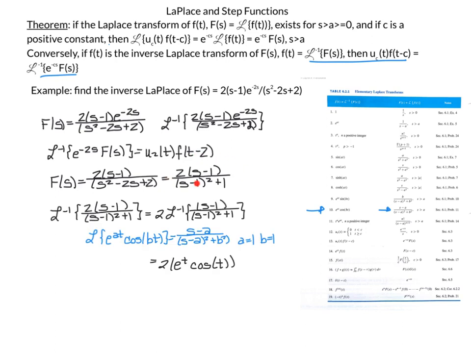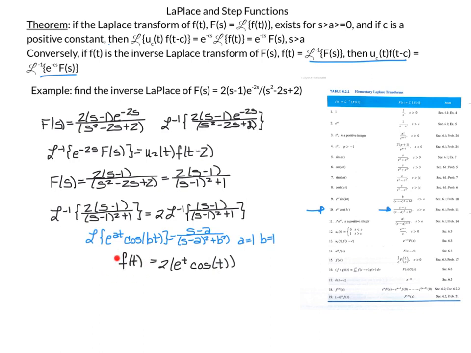To get the inverse Laplace transform of 2 times s minus 1 over s minus 1 squared plus 1, first I'm going to pull out the 2, because it's linear, so I can do that. And I'll look at the inverse transform of s minus 1 over s minus 1 squared plus 1, and that is right here. It's the Laplace transform of e to the at cosine of bt is equal to s minus a over s minus a squared plus b squared. So that is the same Laplace transform we have, where a is equal to 1 and b is equal to 1. So the inverse Laplace transform is equal to 2 times e to the at, a is equal to 1, cosine of bt, where b is equal to 1.